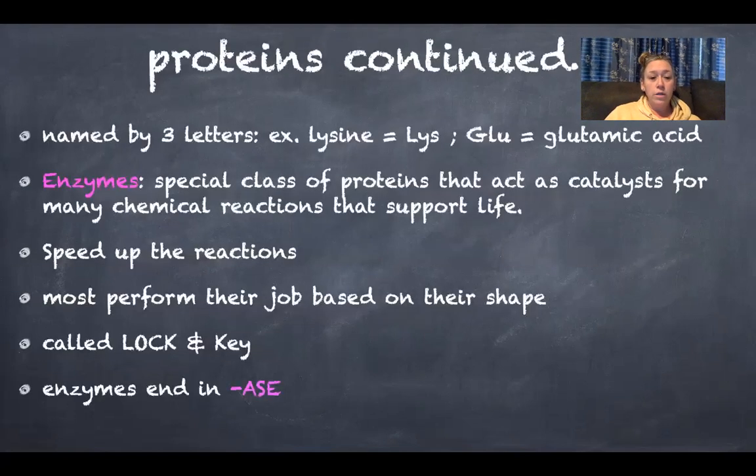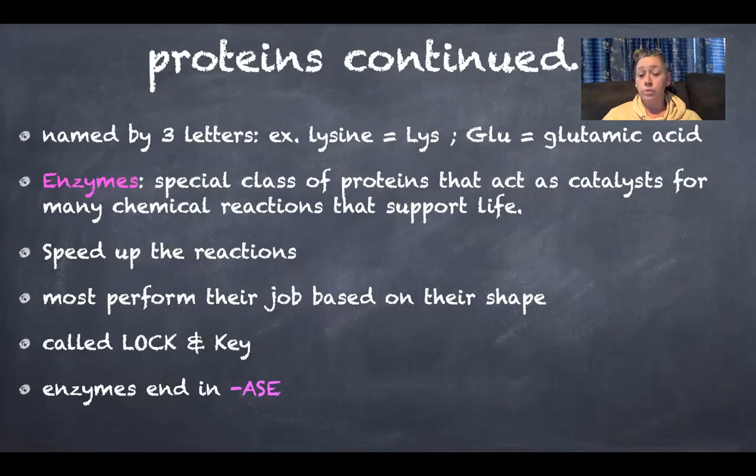Okay. So the amino acids are named by 3 letters. So examples are, one of the amino acids that we have is lysine, glutamic acid. And so for lysine is LYS, and usually the first letter is capitalized. Not usually, it is. And then glutamic acid is GLU. A little confusing because a lot of times we'll use GLU for glucose, but when we're talking about amino acids, it's glutamic acid.